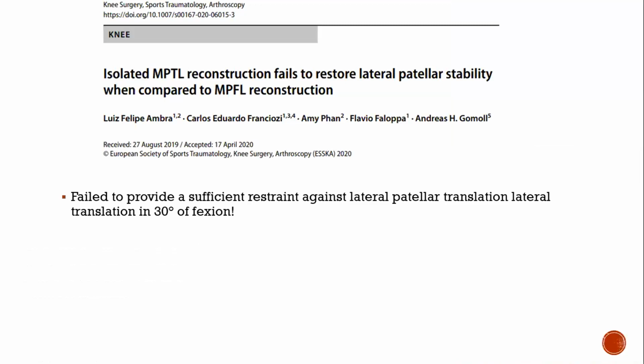The enthusiasm in MPTL reconstruction led a few researchers to compare whether MPTL reconstruction alone would give substantial outcomes, but it has been proven beyond doubt that it does not provide sufficient restraint, which was confirmed in the 2020 study.